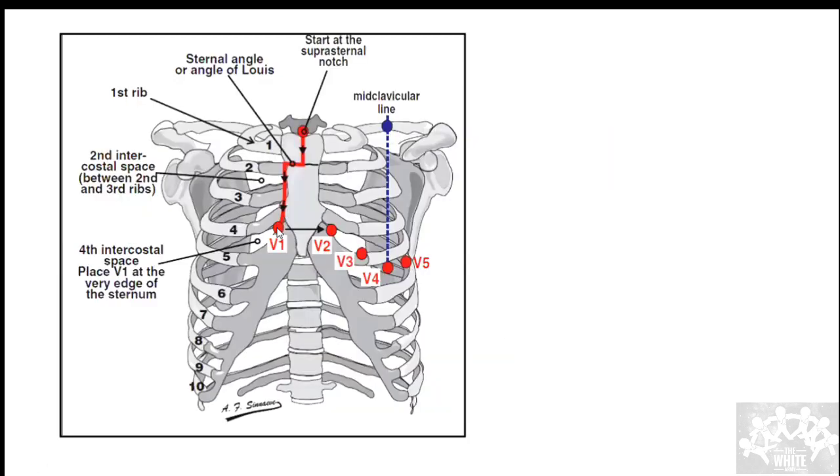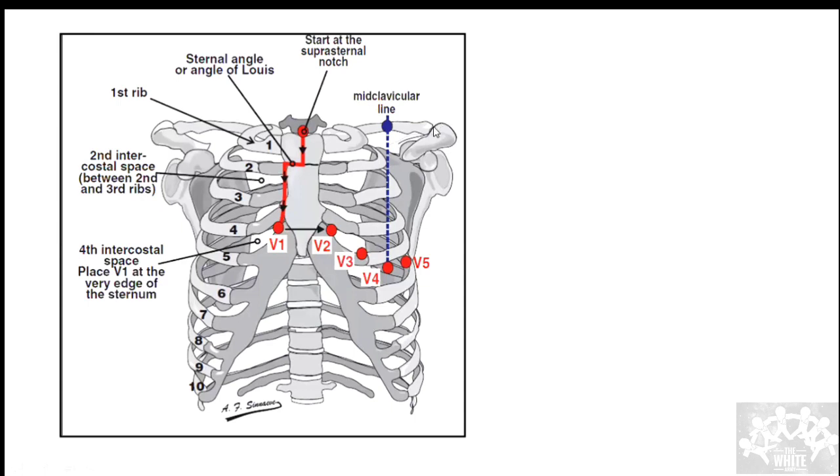So for V1 to V6, this is important. V1 is placed where you see here, the fourth intercostal space. How to identify intercostal spaces? You come from the suprasternal notch. As you come from the suprasternal notch, you reach the Mann-Brahms turning. As you reach it, you can go laterally. As you go laterally, you hit what rib? You hit the second rib. Just the space below it is called the second intercostal space.